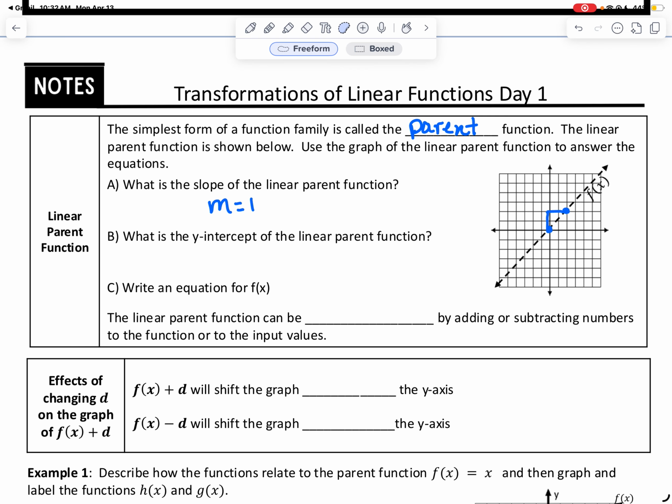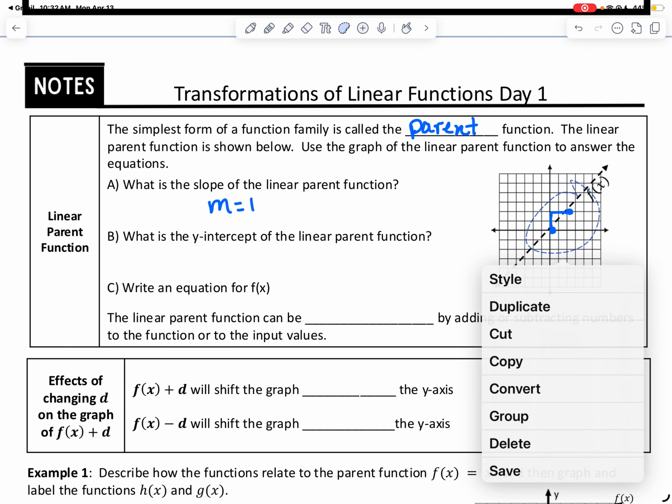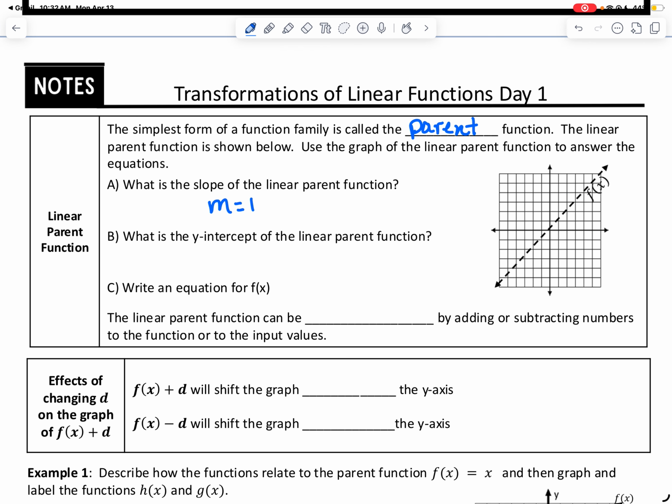The next question is what is the y-intercept of the linear parent function? Well, the linear parent function passes through the point 0, 0, so I know that b is 0. So if I was asked to write an equation for f of x, I would have f of x equals 1x plus 0. But really, all I need to write is the x. It's understood that the slope is 1, and it's understood that the y-intercept is 0.